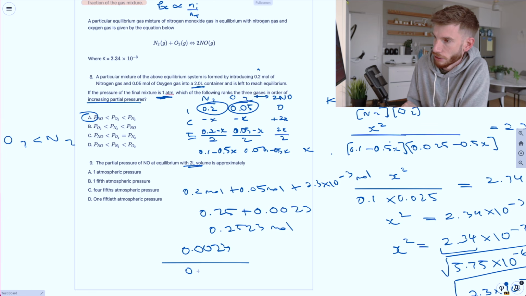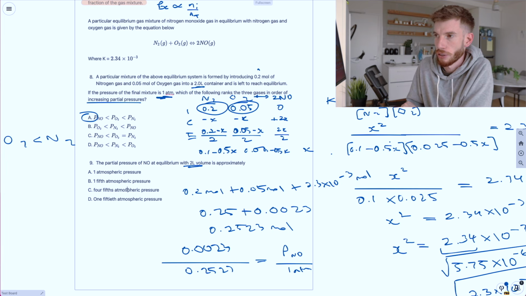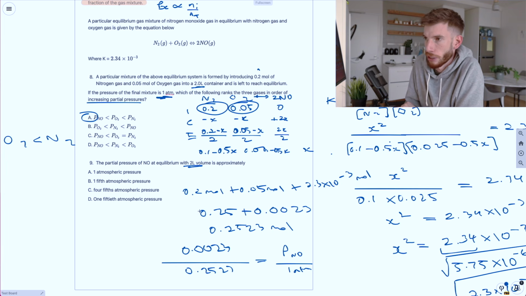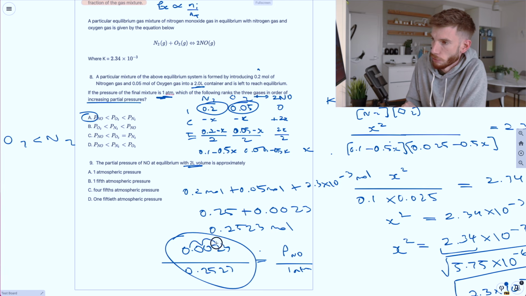0.0023 out of 0.2523, and that should be equal to the same partial pressure of NO out of the 1 atmosphere of total pressure. And you can see all the answers are a fraction of atmospheric pressure. So we're really just looking at what this is as a fraction. And so what I would do in this particular case, dealing with the decimals, is just move the decimal point across until you get a whole number. So I'm going to move that across 4 spots till it becomes 23.